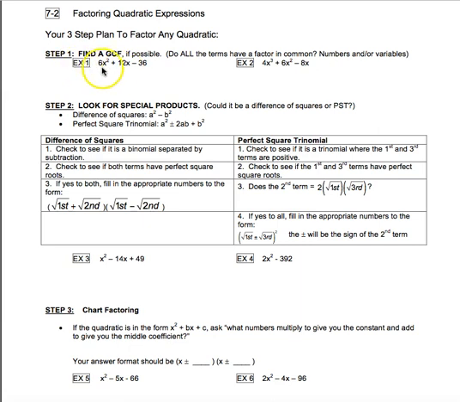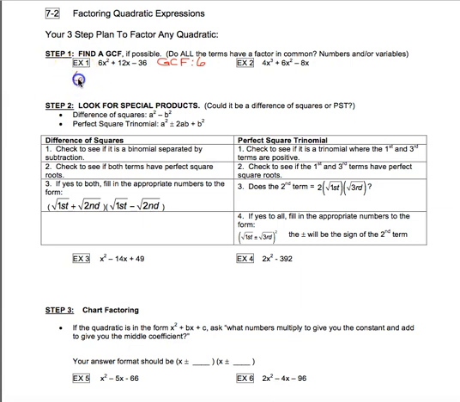So when I look at example 1 here, 6x squared plus 12x minus 36, hopefully when you look at those 3 terms, it pops out immediately to you that all 3 of those terms are divisible by 6, which means that that is our GCF. So GCF in this case is 6.